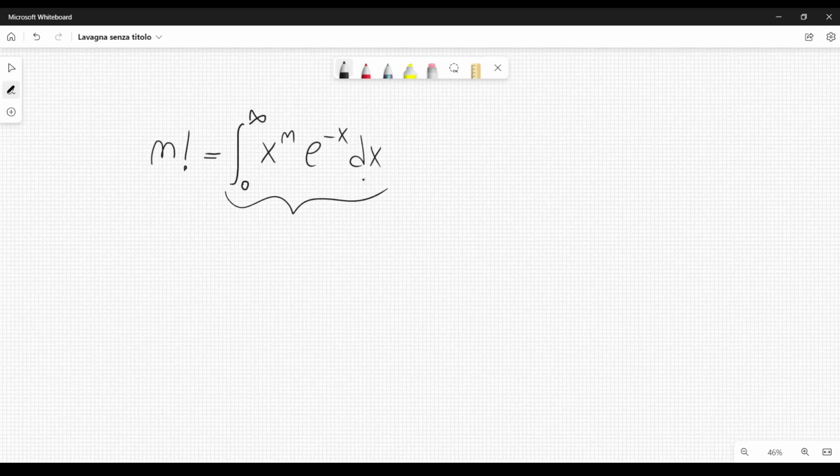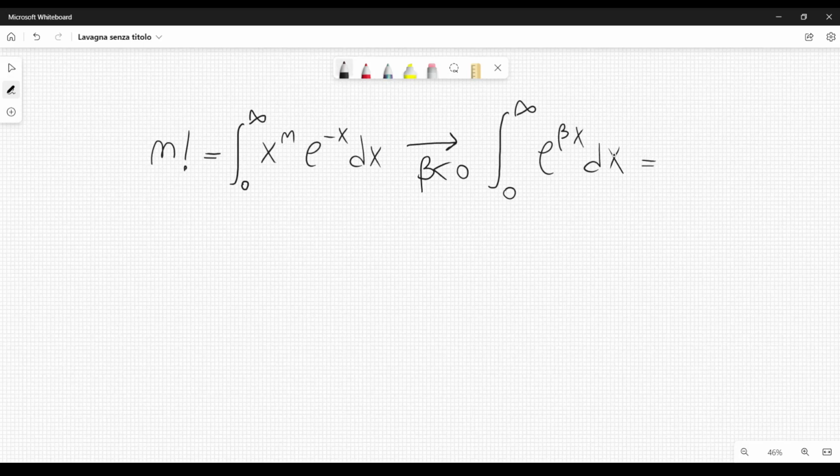This is an integral which is related to the gamma function, but I will not delve into these details in this video. Now, we can also show that we can rewrite this integral by using a trick. We will assume that we have a parameter beta less than 0, and we integrate from 0 to infinity e to the beta x dx. This is a very simple integral to carry out because we don't have this factor in front of the exponential, and this is equal to minus 1 over beta.